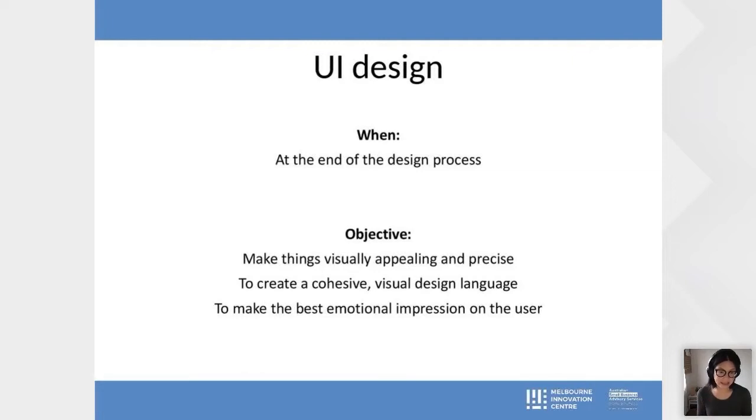And the UI design is a process that happens typically towards the end of the design process because you've already solved the problem. This is how you're delivering the solution. And the objective is to make things visually appealing and precise. And it's to create that cohesive visual design language so that people know what to expect from your brand. It's all about connecting with your user or your customer, your client, in an emotional way to make the best emotional impression.